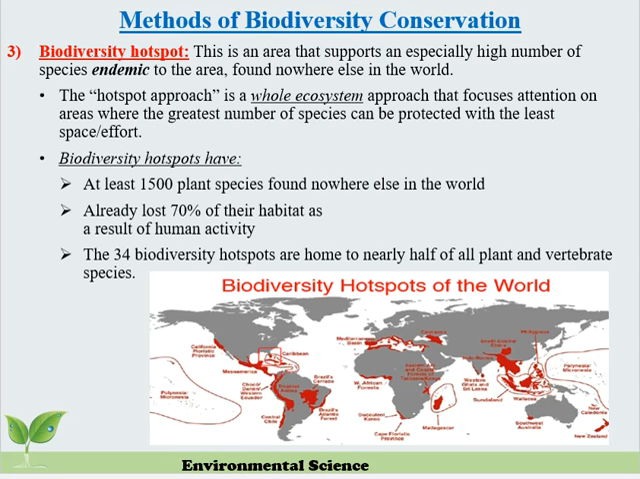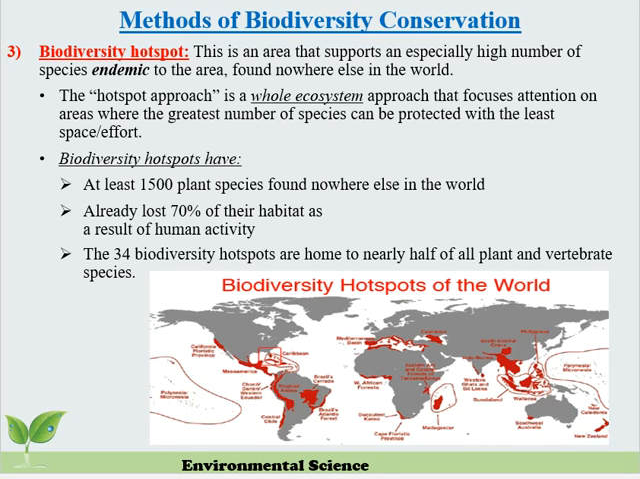Okay, so what do most biodiversity hotspots have in common? It talks about here at least 1,500 plant species found nowhere else in the world. Already 70% of their habitat has been lost. So you're talking about it being in critical danger of being lost entirely. And at the same time, even though, as you can see here, there's 30% left, there still are 1,500 plant species found nowhere else in the world. So again, it's very, very dense and rich in biodiversity.